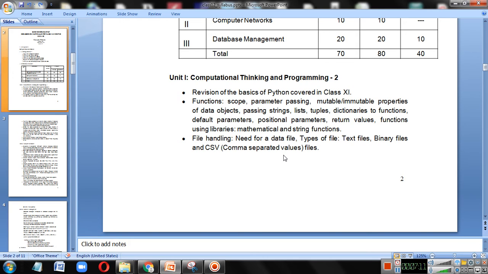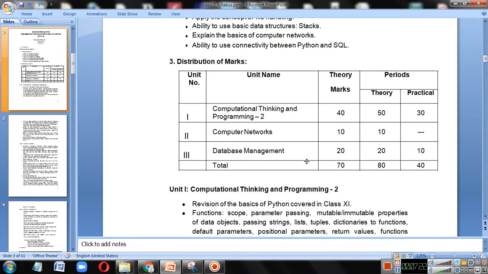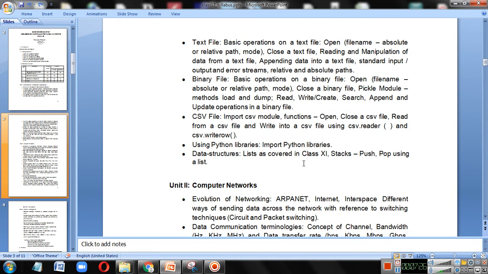what is exactly the file. Data file means what are the types of files. There are text files, binary files, and CSV, that is comma separated files. Then here in your next page, further explanation about what exactly a text file is, what are the basic operations on that, how to open a file, how to read the contents of a file, how to write the text on that file, how to store it, what kind of input output errors may come, etc.